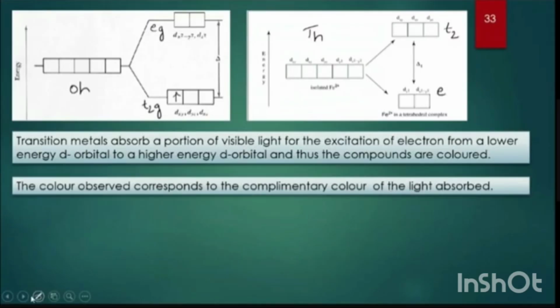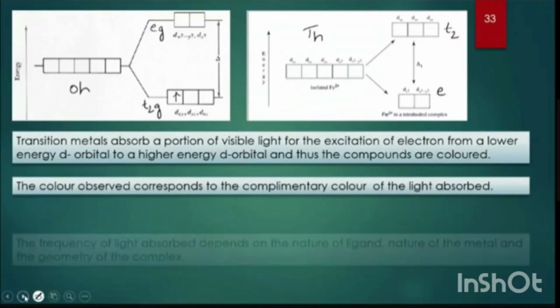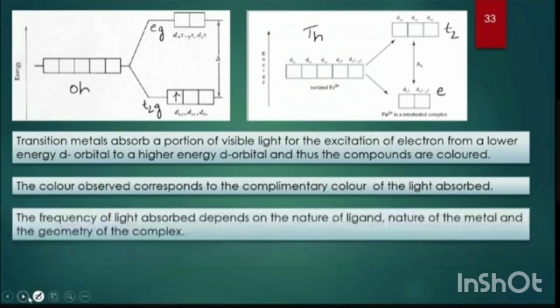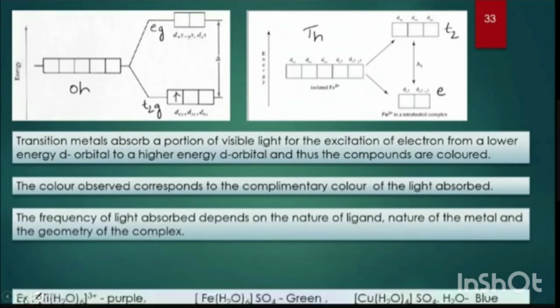Then, the frequency of light absorbed depends on the nature of the ligand, the nature of the metal, and the geometry of the complex. When they absorb energy in the visible light region, they absorb in a certain frequency. That frequency of light absorbed depends upon the nature of the ligand.